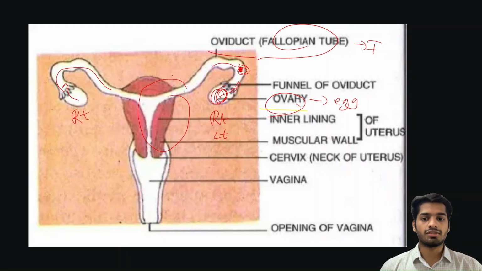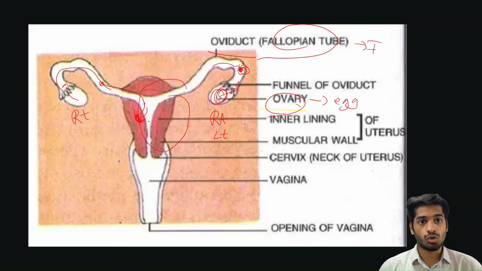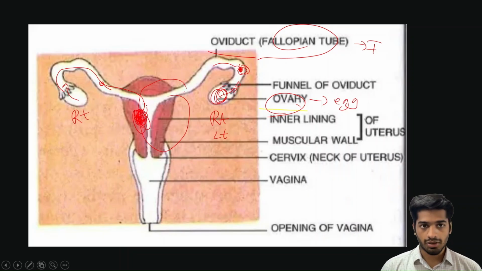For example, if there is formation of the embryo, this embryo is going to come down and implant in this uterus. Now, what do you mean by implant or implantation? Implantation is nothing but this embryo fixing itself into this structure, that is your uterus. Now this embryo is going to grow in this uterus for the next 9 months, and after that you're going to see the delivery of the embryo or the fetus.